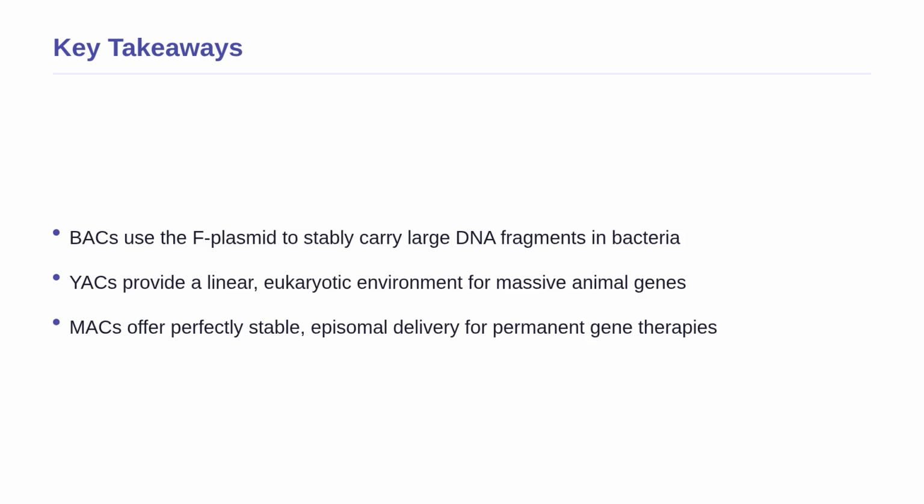We have covered a tremendous amount of ground today. So let us summarize our key takeaways. First, bacterial artificial chromosomes are the heavy-duty workhorses of cloning, using the F plasmid to stably carry large DNA fragments and drastically reduce genomic library sizes. Second, yeast artificial chromosomes bridge the gap to eukaryotes, providing a linear structure that can hold up to 2 megabases of complex animal genes. Finally, mammalian artificial chromosomes represent the pinnacle of vector engineering, offering an infinitely large, perfectly stable, and incredibly safe episomal vehicle for permanent gene therapies.